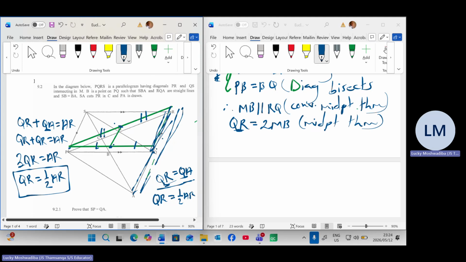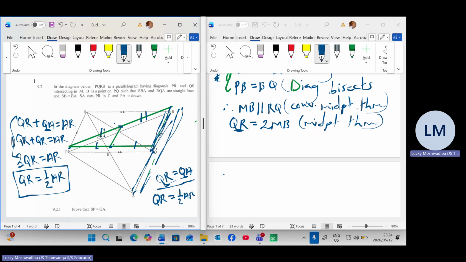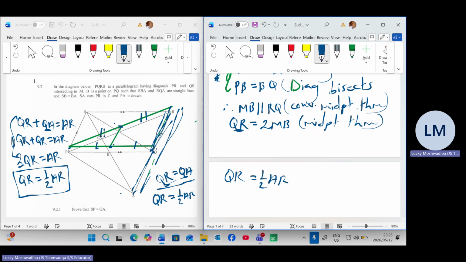You really don't have to show this much algebra. You can just point out to the marker that QR will be half AR so that you get a mark. You don't need a reason for this. It's the mathematics that you did in grade 3.